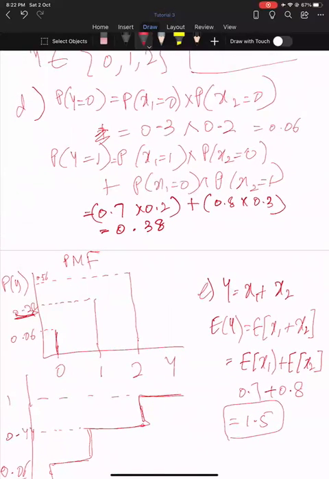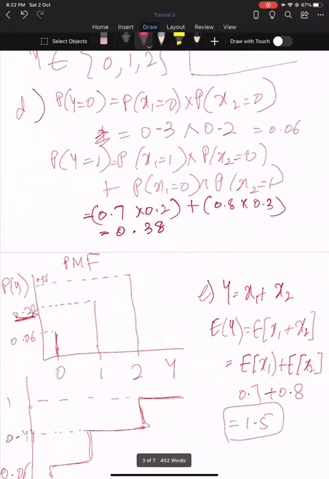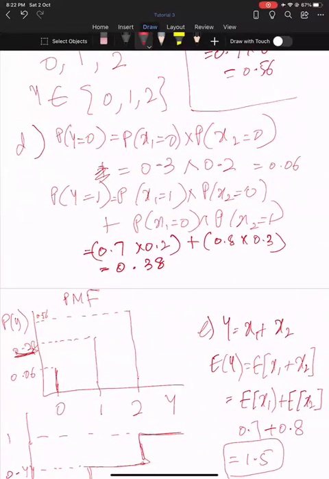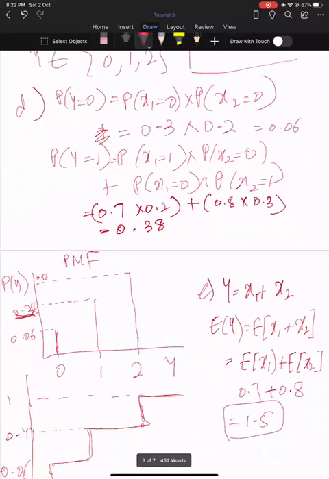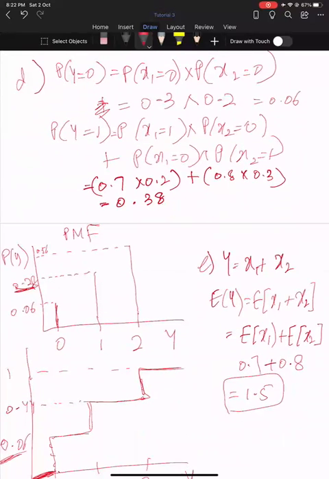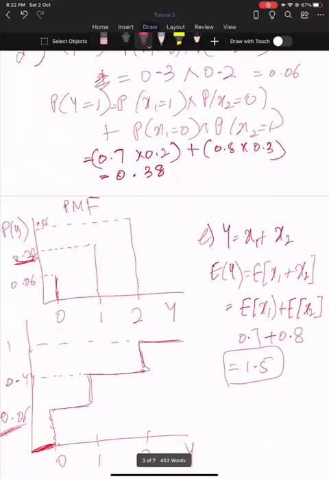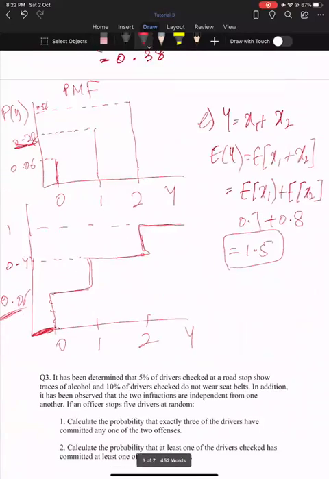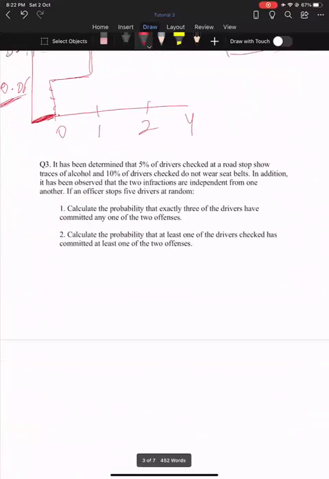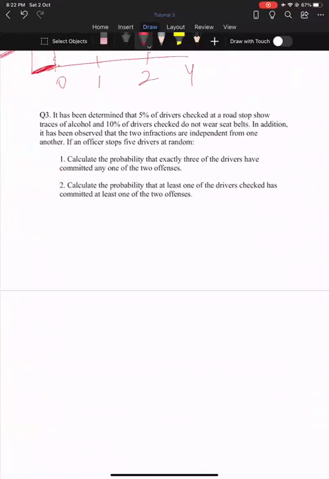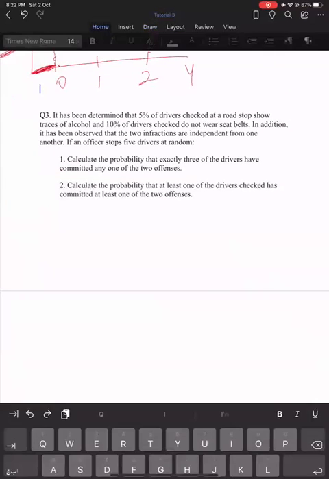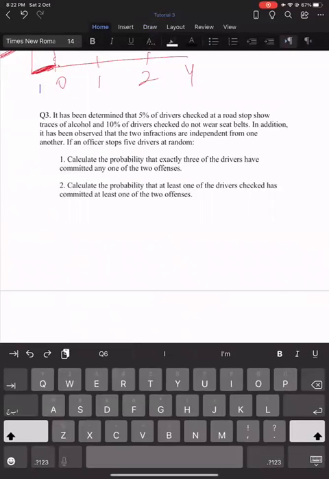Otherwise, if you guys want to, since we already have the PMF of y, we could have done it the way we did it for x1 and x2. Okay, so we'll move on to the third question, and you guys can have a minute to attempt it, and then we will start. And if anyone still has any problem with anything, please ask me.